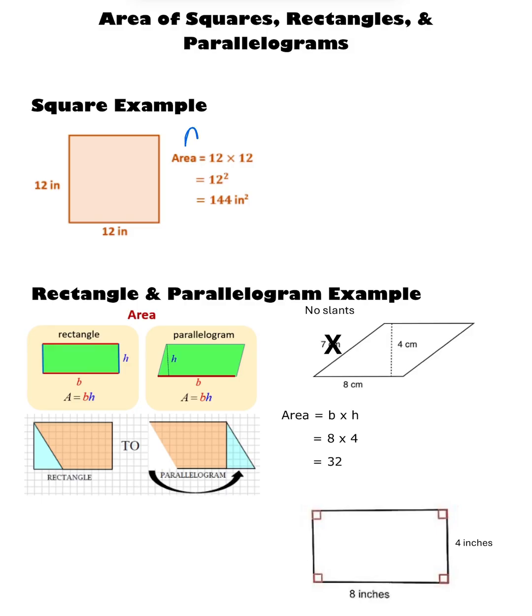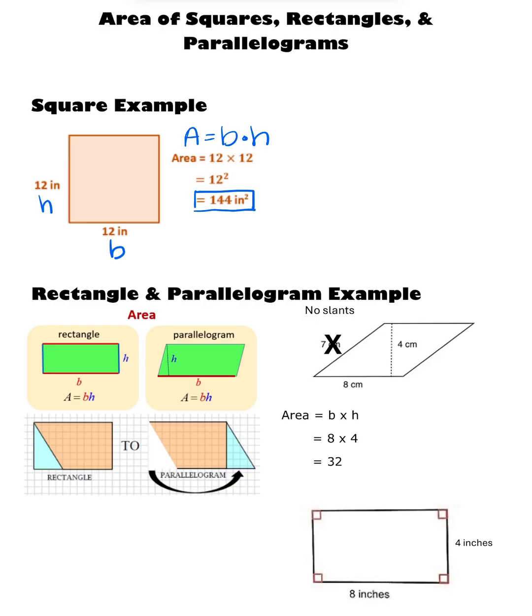So when I write my formula, I'm going to write base times height, which is just, again, the same number. So we have a base of 12 and a height of 12, and 12 times 12 is 144. Okay, so that's your refresher on area of a square. Again, it's just the same number times the same number.